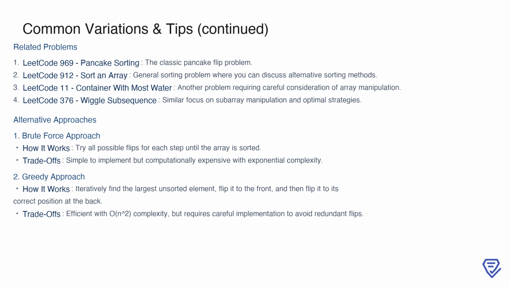When considering alternative approaches, the brute force method is a natural starting point. This involves trying all possible flips until the array is sorted. While it's easy to implement, it's computationally expensive due to its exponential complexity. On the other hand, the greedy approach is much more efficient. By iteratively finding the largest unsorted element, flipping it to the front, and then moving it to its correct position at the back, you can achieve a time complexity of O(n squared). However, the greedy method requires careful implementation to avoid redundant flips.